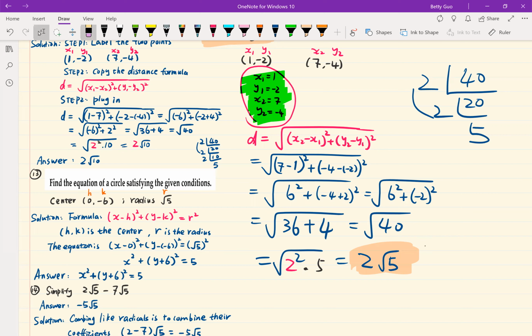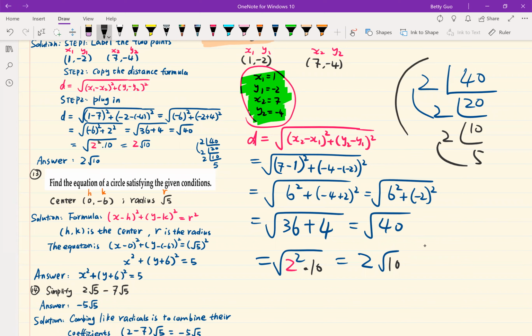Oh, yeah, you are right. My bad. So this is 10, 2, 5. So that is 4 times 10. 4 times 10 here. The factor left underneath the square root is 10. Yeah, the answer is 2 times the square root of 10.